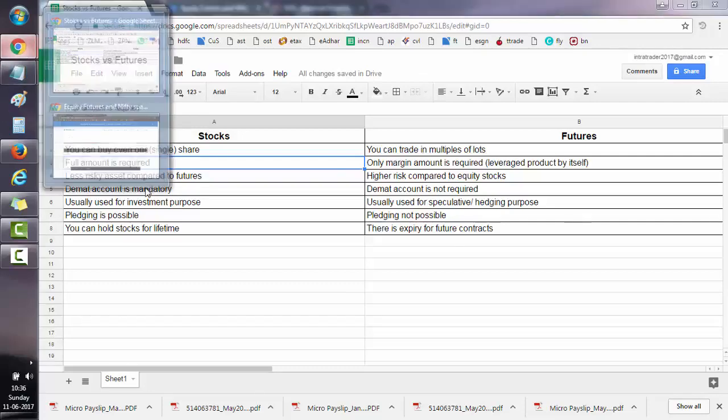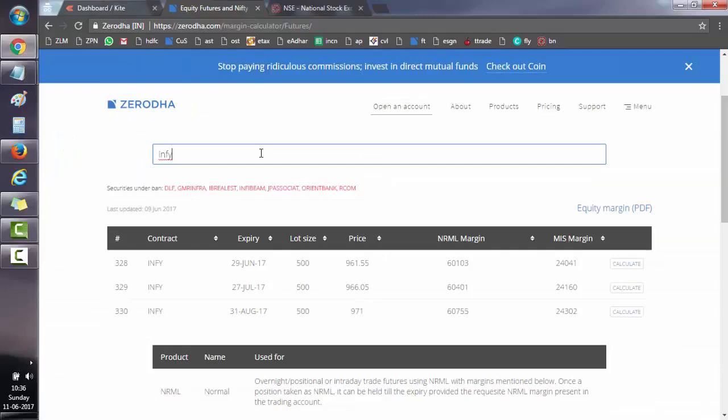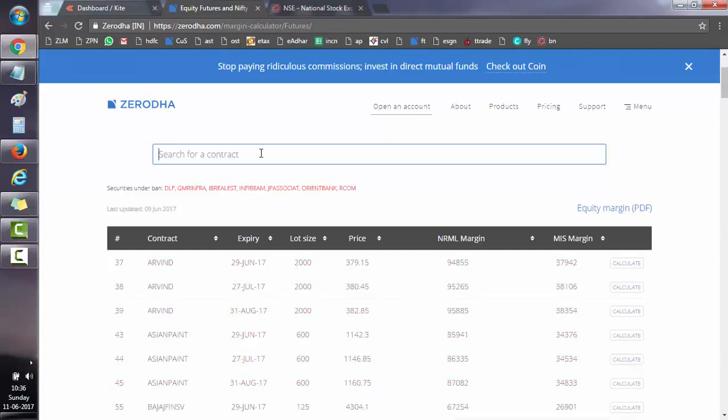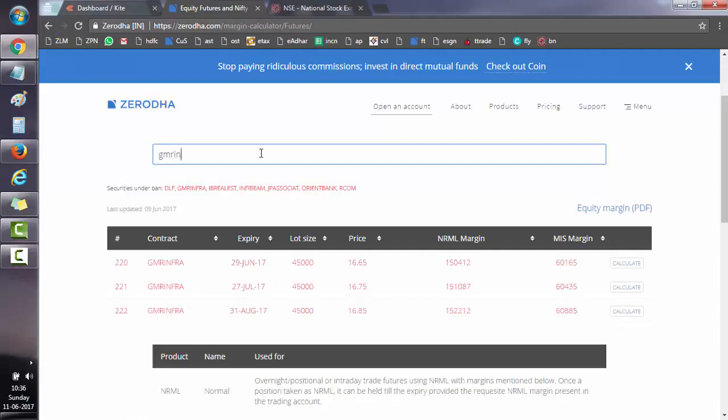But this may vary from different contract. What I'm saying is, this may vary from future contract of one stock to future contract of another stock. So for example, if I select GMR Infra here, then margin required is 1,50,000. If I select for DLF, then margin required is 1,30,000. So based on the type of contract that you trade, or the contract of different stocks, the margin requirement also will vary.